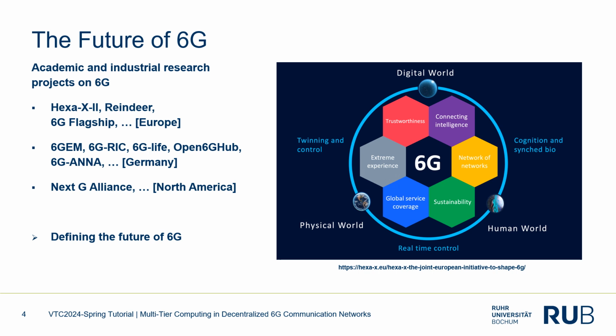In North America, there is the NextG Alliance, which is addressing several aspects of 6G. What we see here on the right is a vision of Hexa-X, in which the human world, the physical world, and the digital world are connected with the fabric of 6G key enablers, among them connecting intelligence, network of networks, sustainability, global service coverage, extreme experience, and trustworthiness.